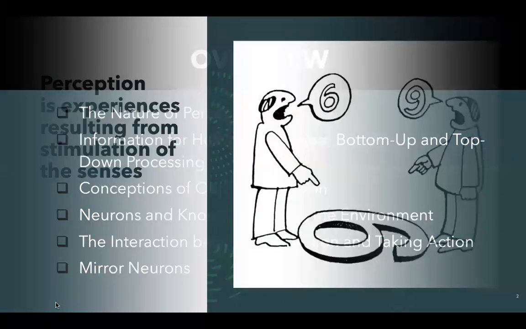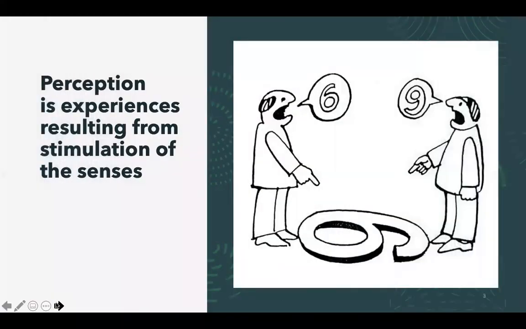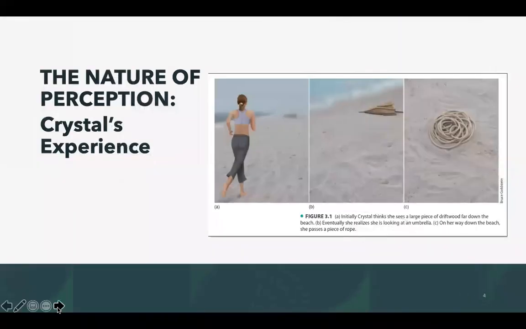All right, so let's begin with a definition. Perception is defined as experiences resulting from stimulation of the senses. Thus, the goal of this video, or chapter, about perception is to explain the mechanisms responsible for perception. To gain understanding about the perception process, let's take a look at this vignette.